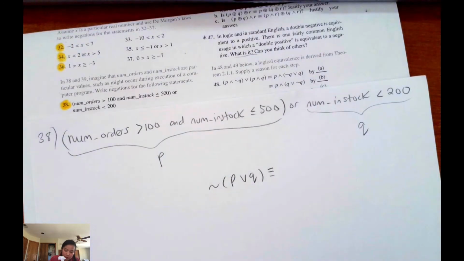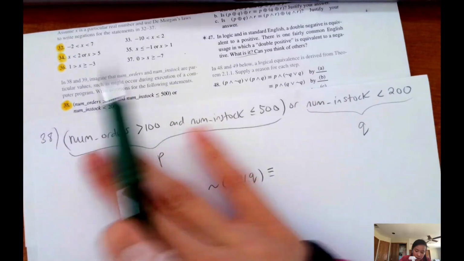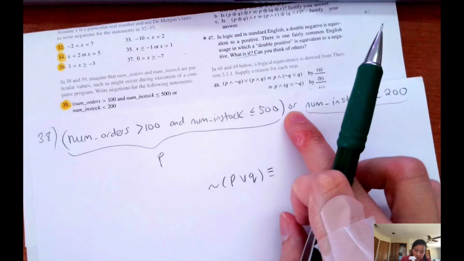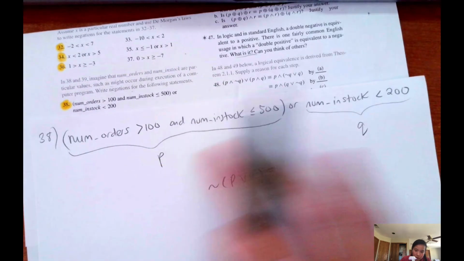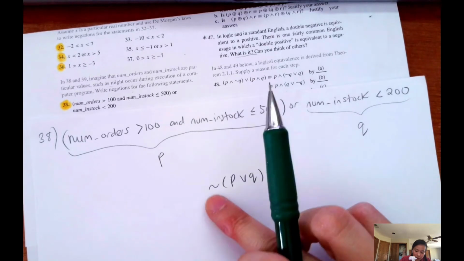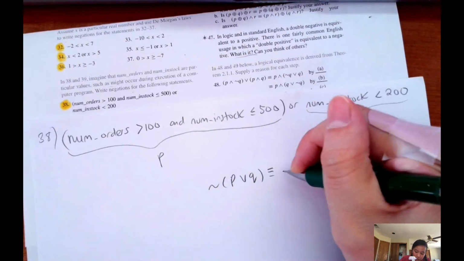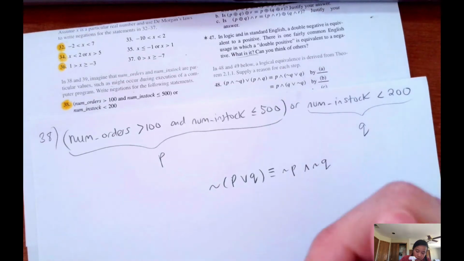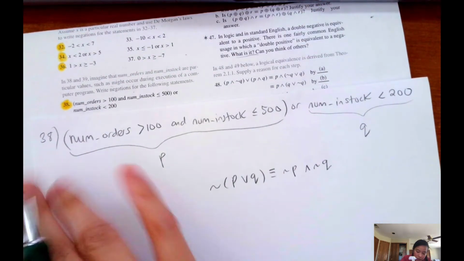So at first glance, we can see that this right here could be P and this right here could be Q because it's connected by an or and they're both separate statements. So I labeled this P and I labeled this Q. We know that the negation of P or Q is logically equivalent to the negation of P and the negation of Q. So we want to take the negation of P first.